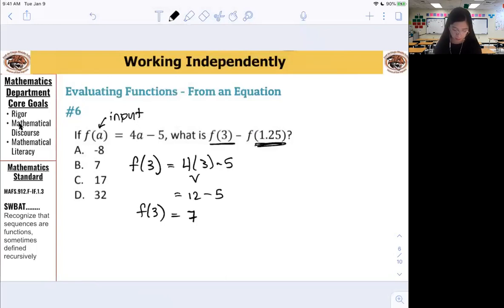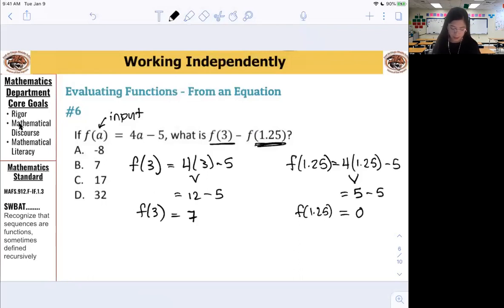Then I'm going to find f of 1.25. Same thing, I'm going to plug in 1.25. I'm going to multiply 4 times 1.25. If you have a calculator, great. If you don't, sometimes I like to think of this like money. If I got $1.25, multiply that by 4, I'm going to end up with $5. So I get 5, and then 5 minus 5, of course, is 0. So f of 1.25 is 0.